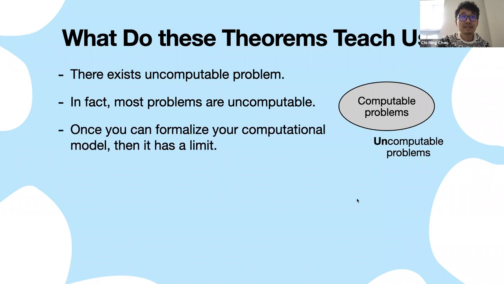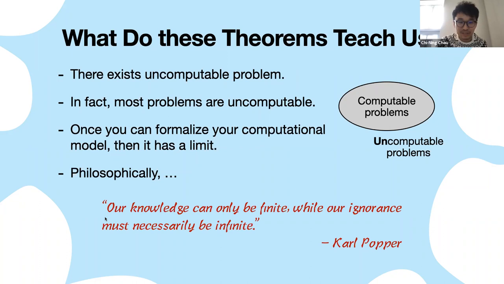And an even stronger, more philosophical point is that all these theories, if you look in the proofs, suggest that once you formalize your computational model, either a logical system or your Turing machine, then you will have a limit. There will be something that you cannot prove. Philosophically, I also want to show this quote again, which I mentioned earlier. This suggests that as finite humans, this is not surprising. If everything is finite, then we definitely have some ignorance, and the ignorance is infinite.